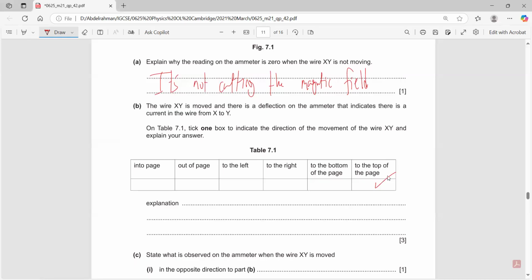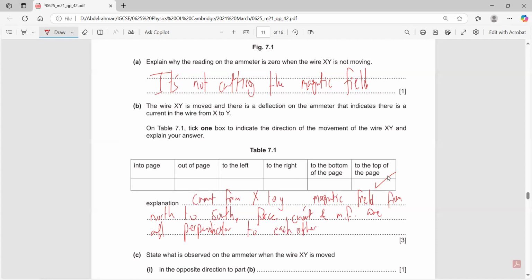You can say that the current is from X to Y, the magnetic field is from north to south, and then the force, current, and magnetic field are all perpendicular to each other.